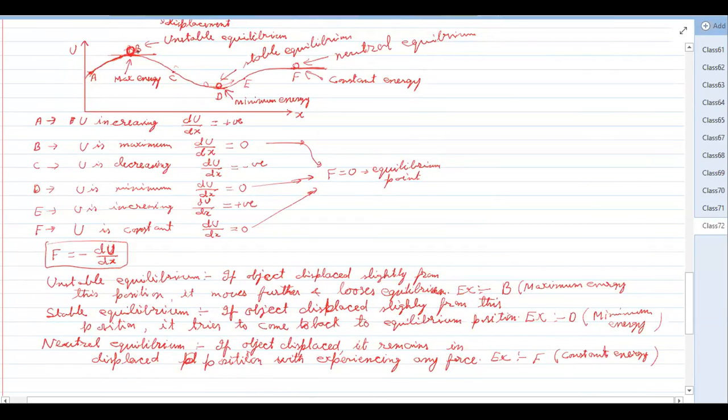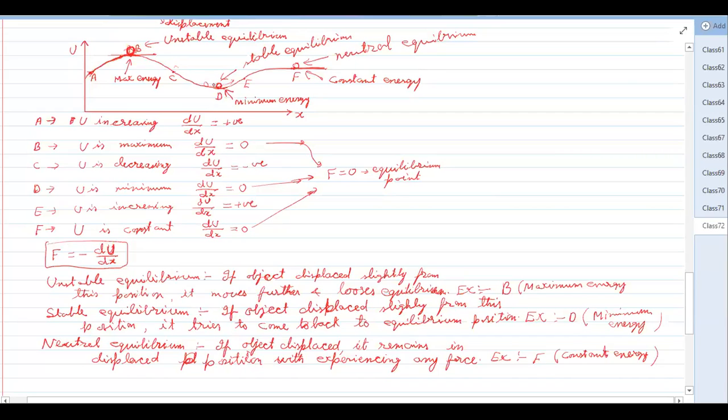Similarly, if you go to the right side of B, the slope du by dx is negative. Negative of negative, so the force will be positive. The object will experience a positive force, in the forward direction. So the object will slide further and move down.